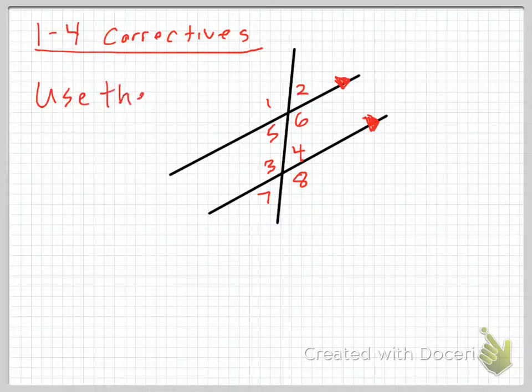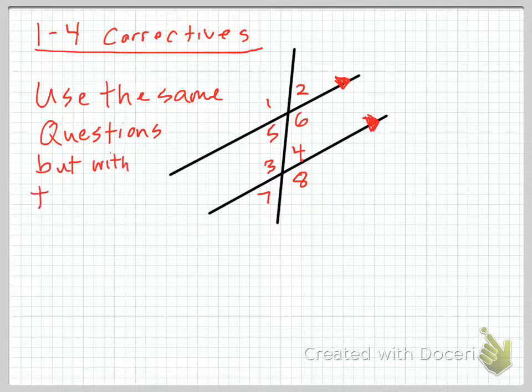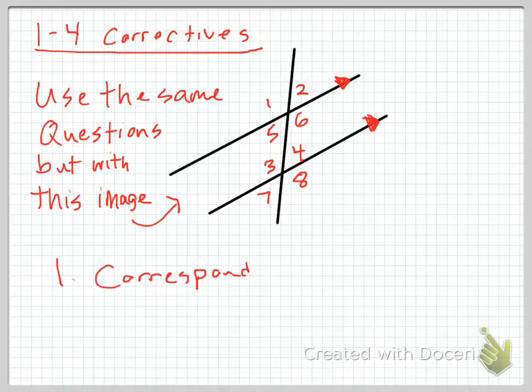So for 1 through 4, I want to use the same questions in 1 through 4, but use the diagram here. This is different. Look at the numbering. Be very careful. I didn't number in the same order, so I don't want you to fall into some habit. Again, you're doing the same question. So number 1 will be list all the corresponding angle pairs. There will be 4 angle pairs, and so on. Number 2, same question. Go on.